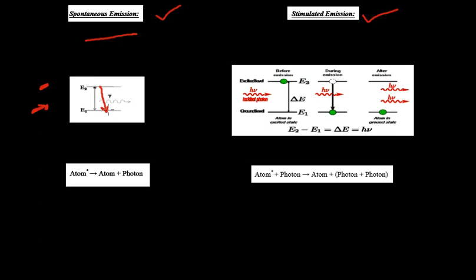It will come back to the ground state and it will release a photon. And again, the frequency of this photon we can calculate with the help of the same formula. So it will be E2 minus E1 by h.